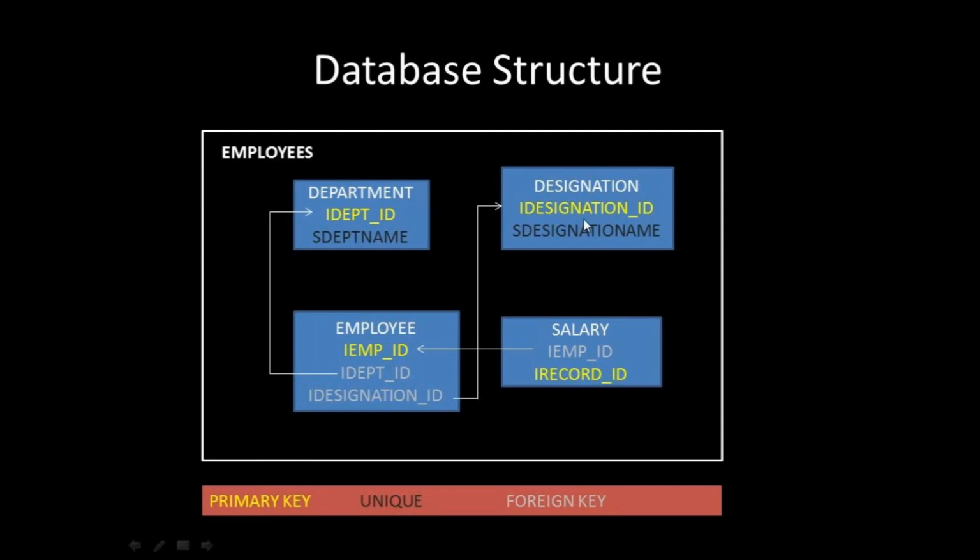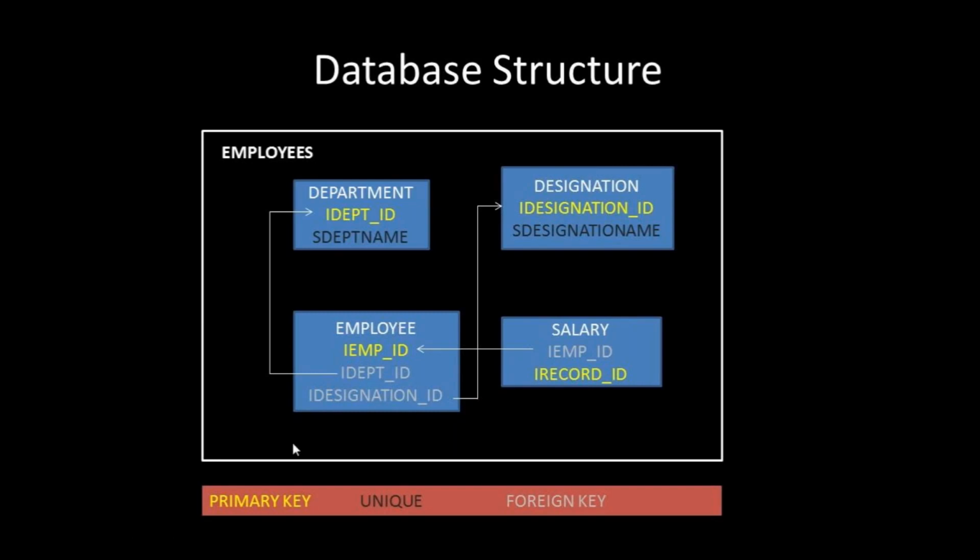Similarly, there is a designation table where we have designation ID and designation name. And we have the employee table where we have the employee ID, then department ID and the designation ID. Now, this designation ID refers to the designation ID of the designation table. We call such fields a foreign key. These are the primary keys or the fields which we refer to from the other table.